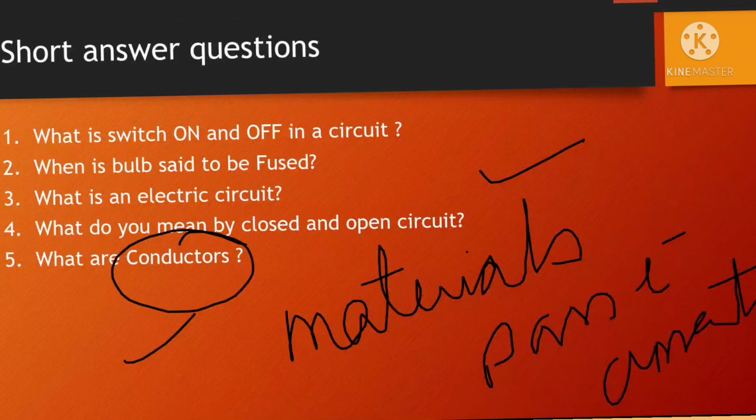All the metals, for example, your utensil, iron, copper, nickel, they all pass electric current. So they all are conductors. Whereas plastic, wood, rubber, they cannot pass electric current. So they are insulators. I hope it is clear.